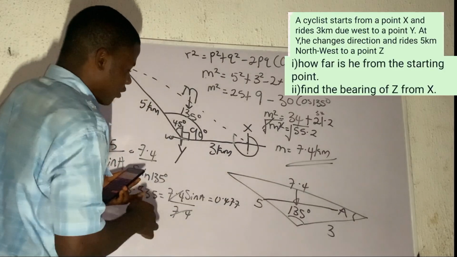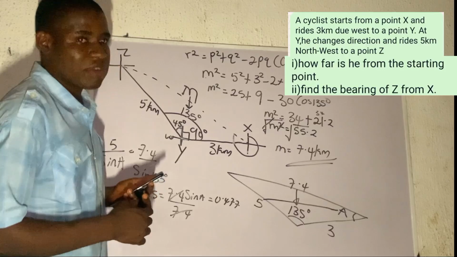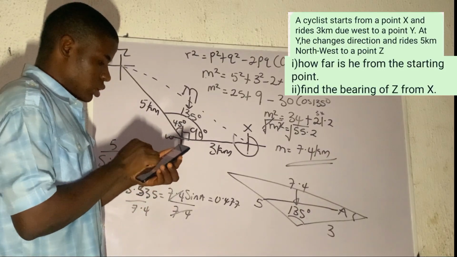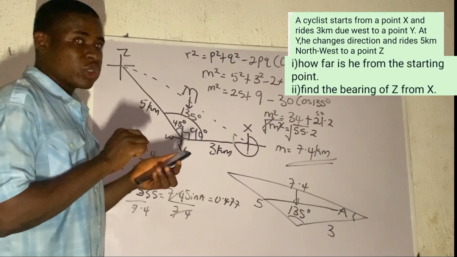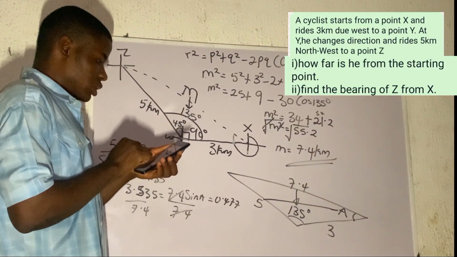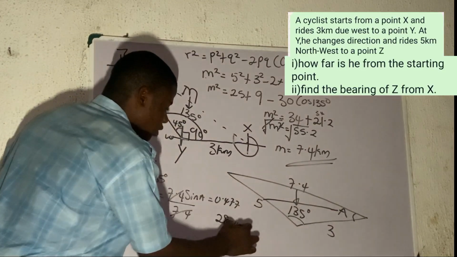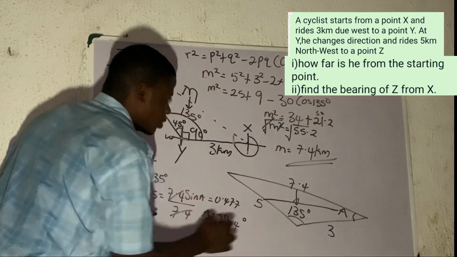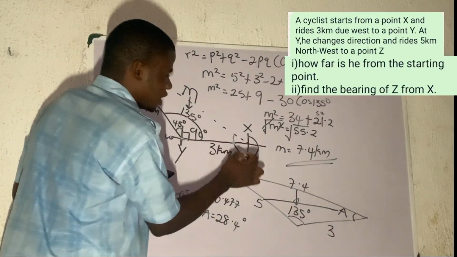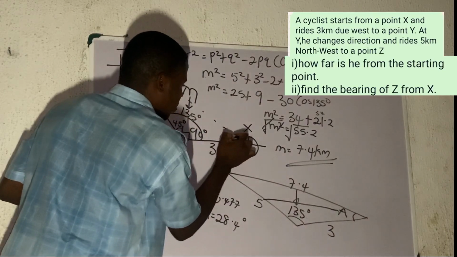If I want to get the value of A, I have to get the sine inverse. On my calculator, I will do shift sine, that is sine raised to power minus 1, of 0.477, and the value is 28.4 degrees. So the value of A is 28.4 degrees. And remember, they asked me to find the bearing of Z from X. A is 28.4 degrees, which is the smaller angle.